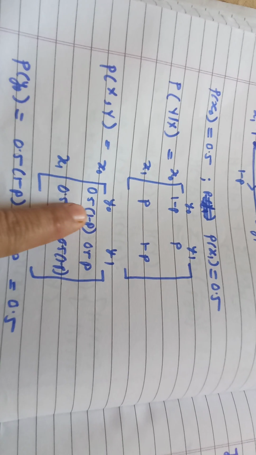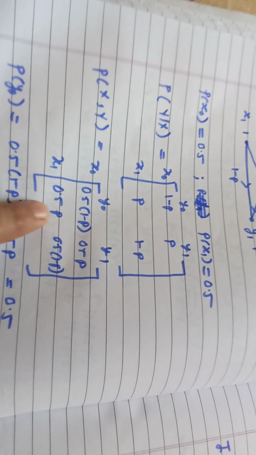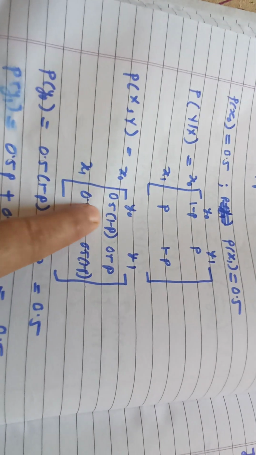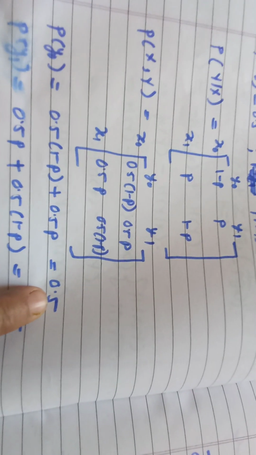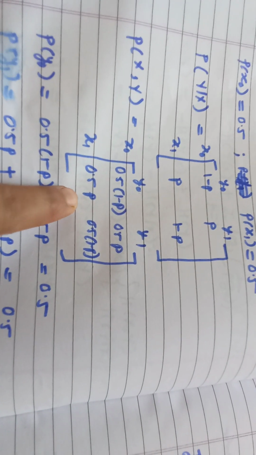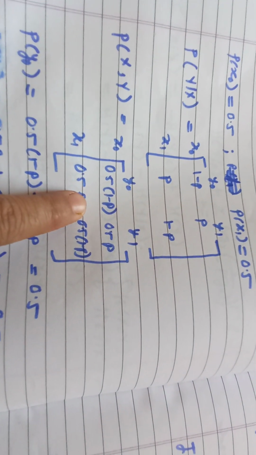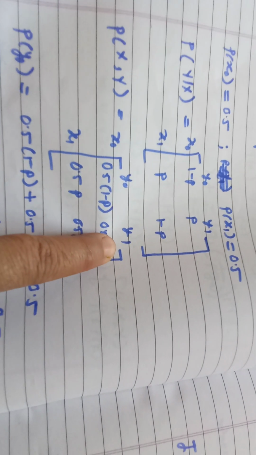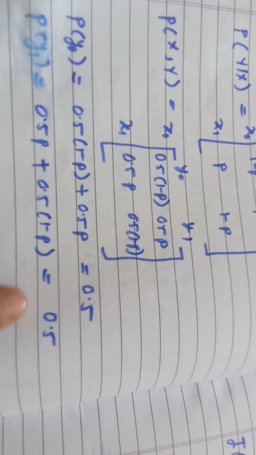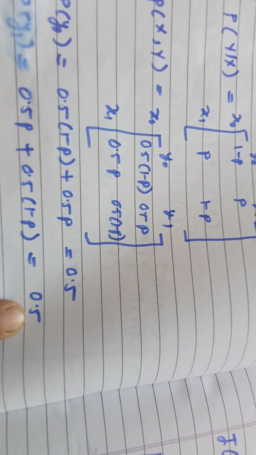Then if you add these values, you get p y0. If you add 0.5 times 1 minus p plus 0.5 times p, that is 0.5. That means column wise addition of the joint matrix will give the probability of the output symbol. Now if you add these probabilities, you get the p y1. So p y1 is also 0.5. So you got the output probabilities.